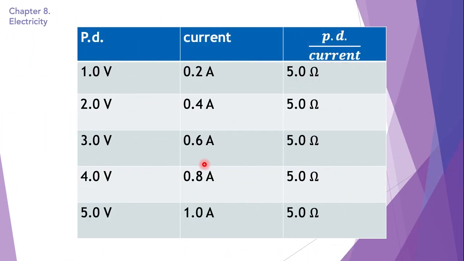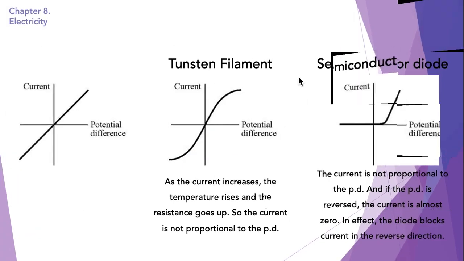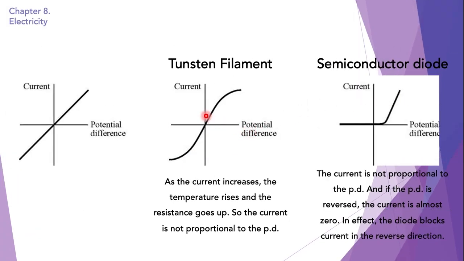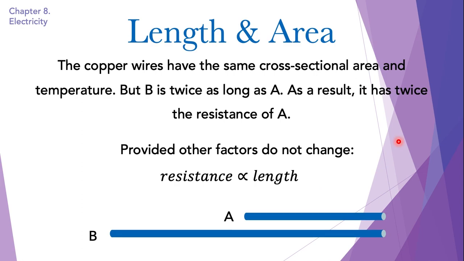This perfectly represents Ohm's law, because the potential difference and current are proportional to each other, so the resistance is the same. This is not always the case with other different conductors, like here, the semiconductor diode and the tungsten filament, because temperature varies in these. So this is how temperature varies the resistance of a conductor. Now we can also see how the resistance depends on the length and area of a wire.